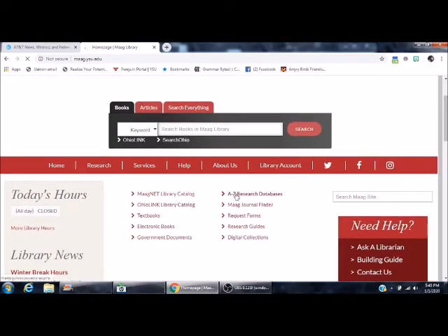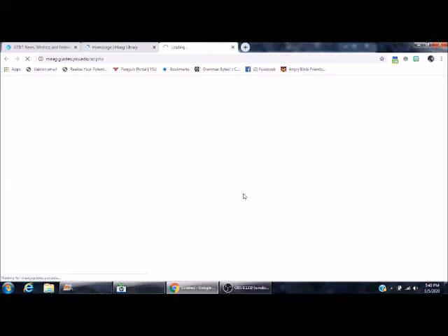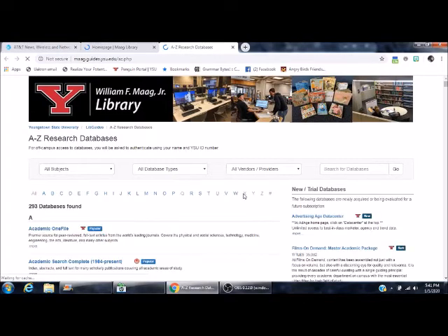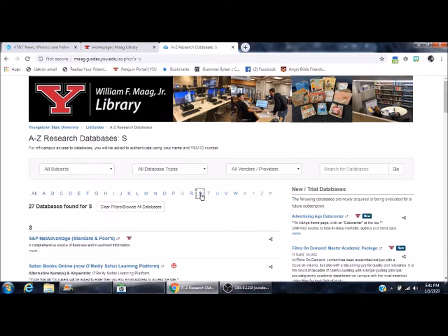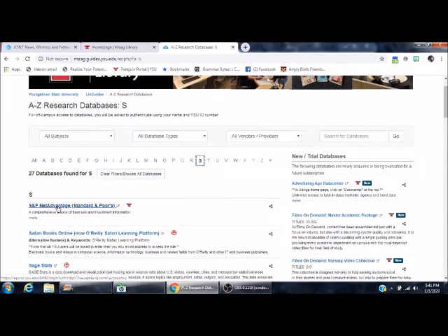I'm going to first look at A to Z research databases. Now there are three databases that are very important. One is called the S&P Net Advantage. That's a Standard & Poor's Net Advantage. The second database is called Business Source Complete, and the third is called Business Collection. So the first one, S&P Net Advantage, just click on the S's. S&P Net Advantage.